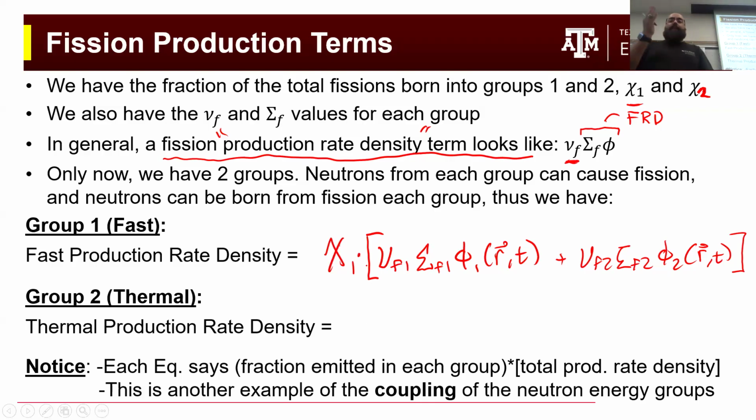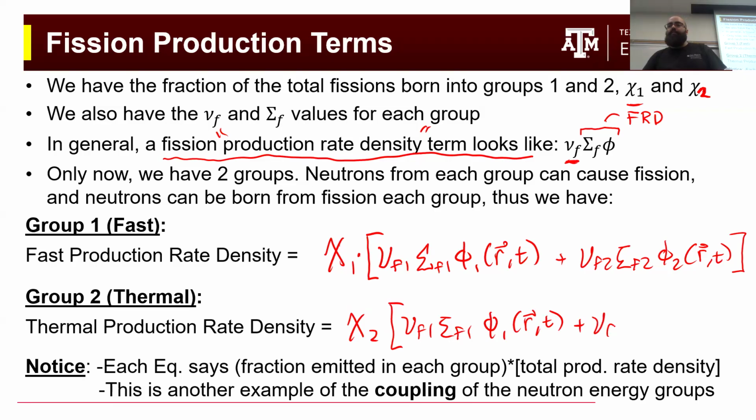And so if that's what the fast production rate density looks like, the thermal production rate density is going to look the exact same, but I'm just going to have a chi2 up front instead. So here I'll have chi2 times my nu F1 times my sigma F1 times my phi1, which is a function of R and T, plus my nu F2 times my sigma F2 times my phi2, which is a function of R and T. So basically each of these equations says the first thing up front is the fraction that's emitted into each group multiplied by the total production rate density of neutrons in the system.